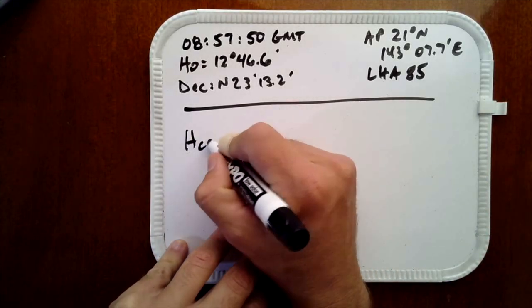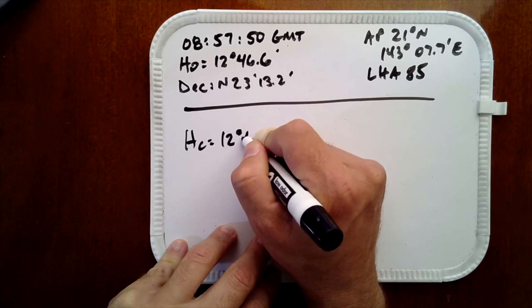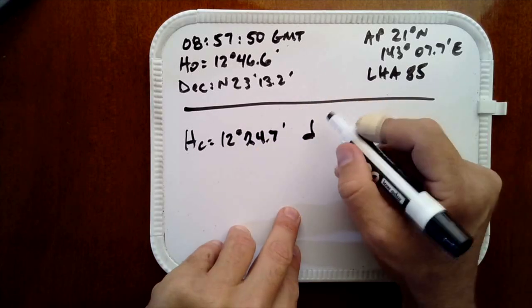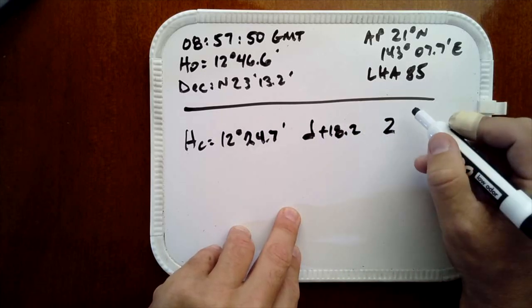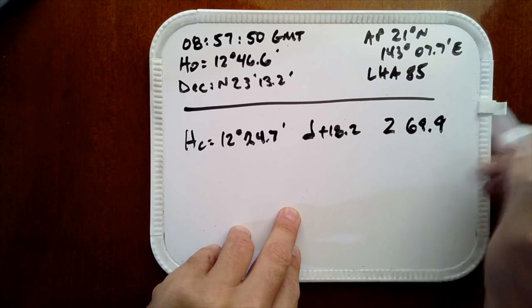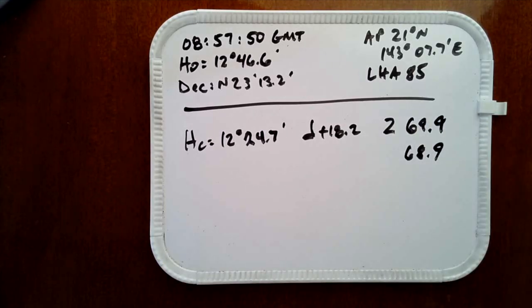So our computed height was 12 degrees 24.7. D value was plus 18.2. Z, azimuth angle, was 69.9. And the next sequential one was 68.9, just in case we choose to do that. You don't always have to do the Z corrections, but in case you want to.